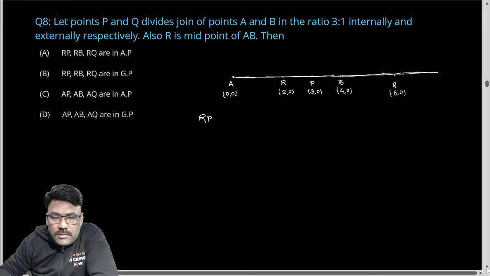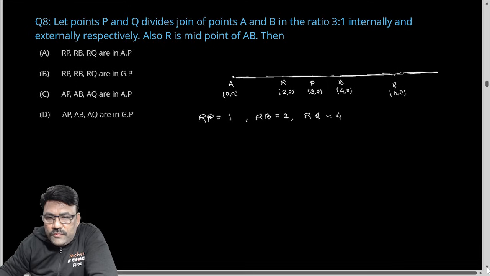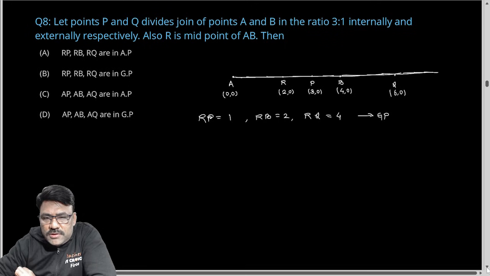RP, you can see RP is 1. Then RB, which is obviously 2. Then RQ, which is obviously 4. So 1, 2, 4 means it is a GP. So hence B option is correct option here.